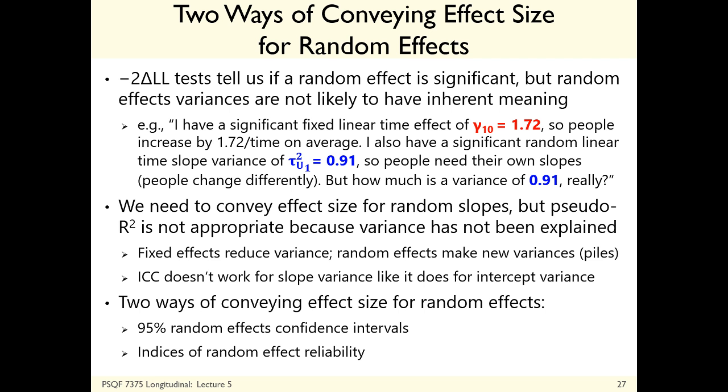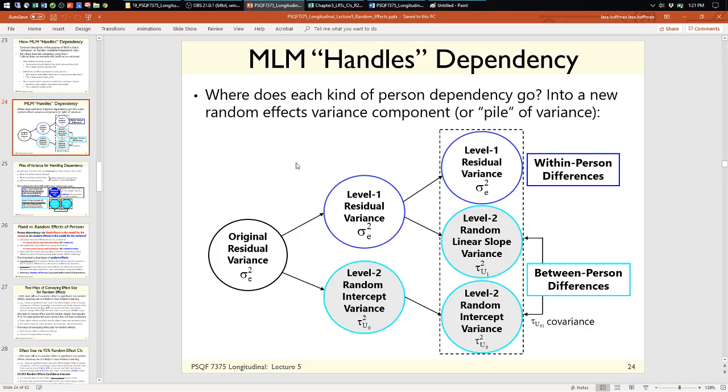So we can't talk about R square when it comes to random effects. It's not appropriate. Random effects make new piles. When we partition this level 1 residual variance into level 2 slope variance, it's not explaining it, it's reallocating it. So we can't talk about variance explained in any way, shape, or form when you add random effects, because what you're doing is changing the number of variances that there are to be explained. You're going from a 2-pile model to a 3-pile model. So what do you do instead?